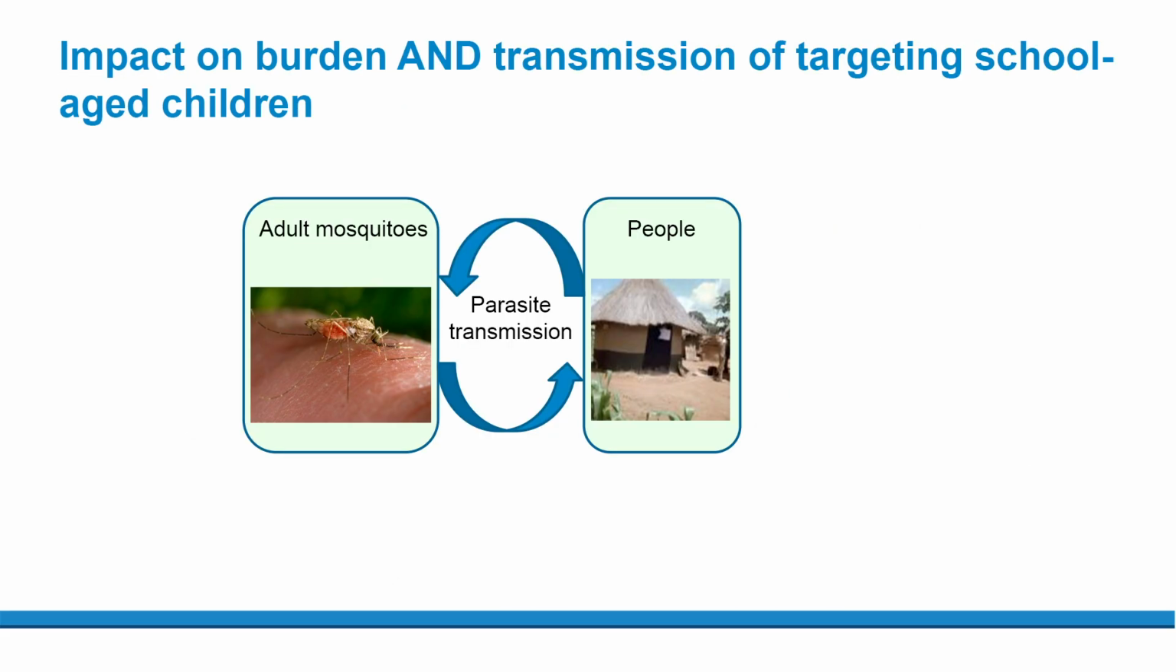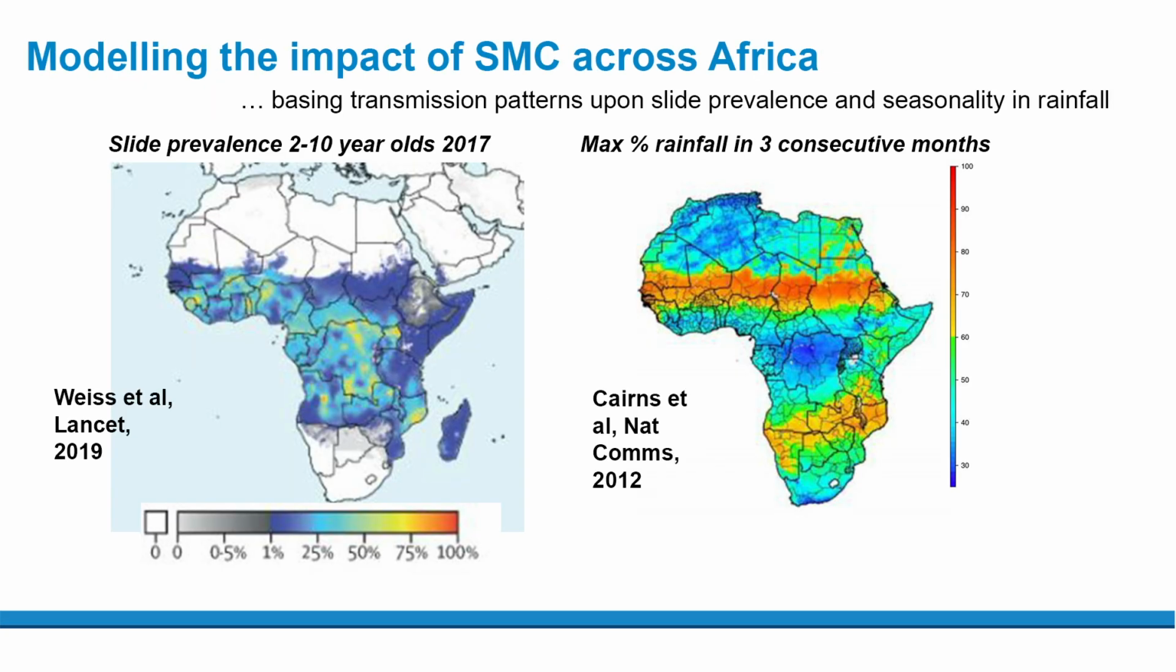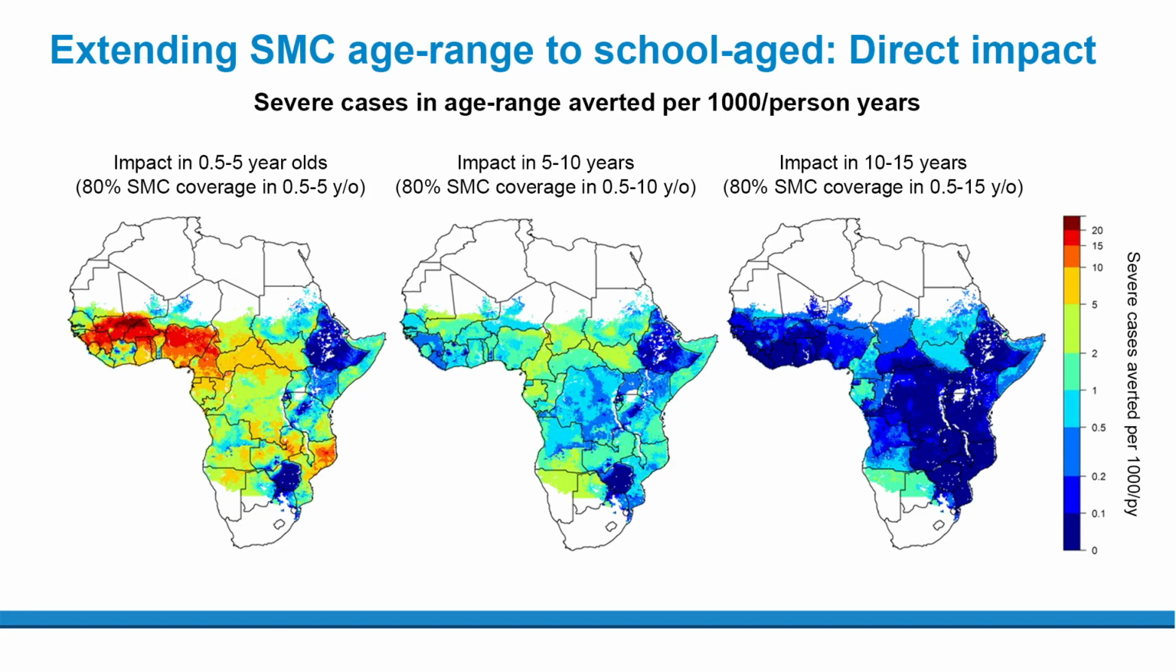So now we've got the full transmission cycle. We can start to look at what happens if you do target these school-age children. SMC is one thing that targets children, and this is work I've been doing with Matt Cairns from the London School. Here we calibrate the model at a fairly fine spatial level to the average level of transmission as measured by the Malaria Atlas Project, and the extent to which transmission is distributed through the year, the extent to which it has a seasonal peak driven primarily by rainfall. If we model that, we can then alter the age at which we're delivering SMC to the model and see what impact that has.